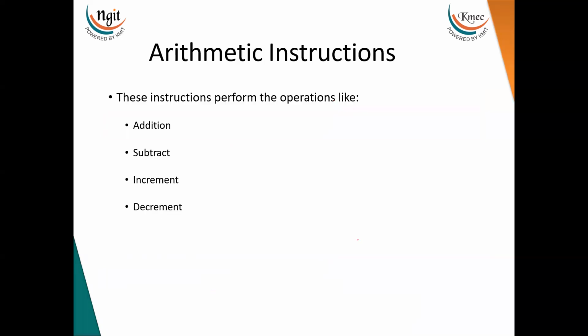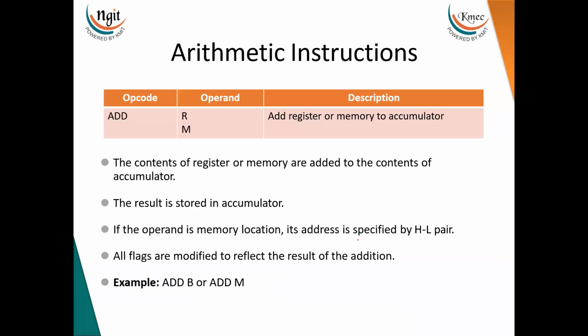Now we will see a few arithmetic operations. Now ADD R means what? Add register: if you specify it like this, the register will be added with the accumulator, and the result will be stored again in the accumulator. If we want to add a memory location, M means HL is pointing to one location. Whatever data is in this location, if we want to add that data directly with the accumulator, then we have to use ADD M.